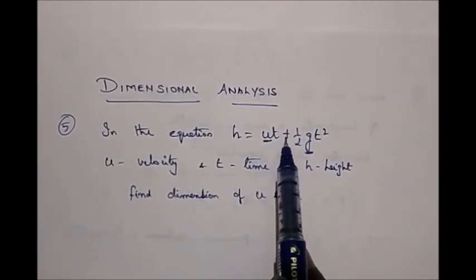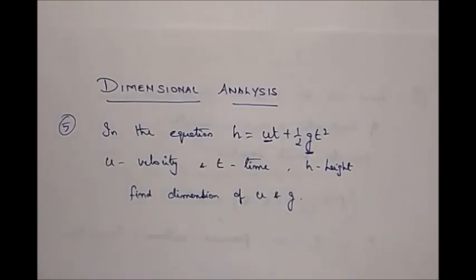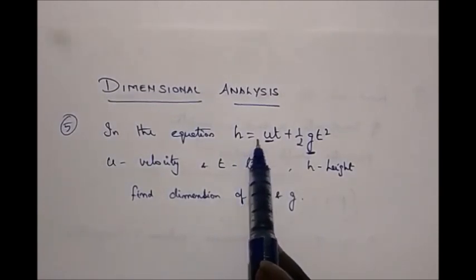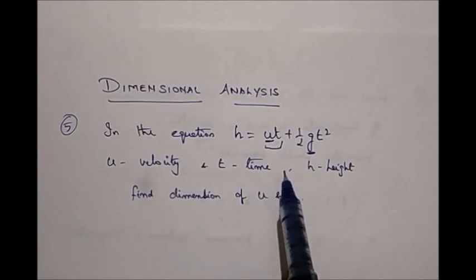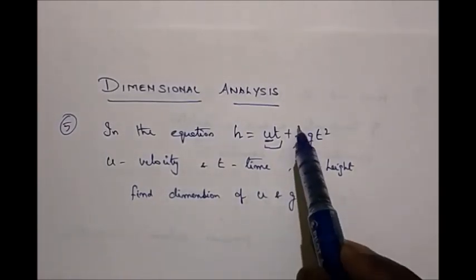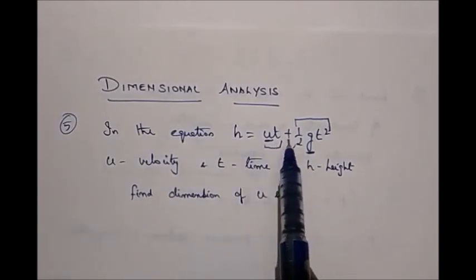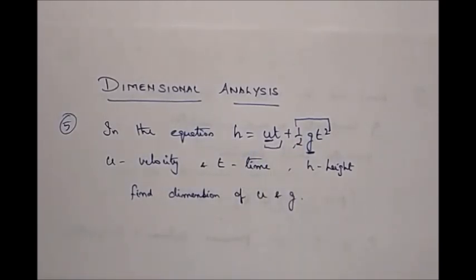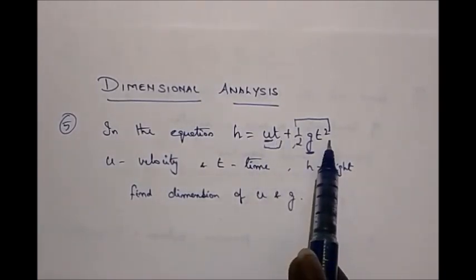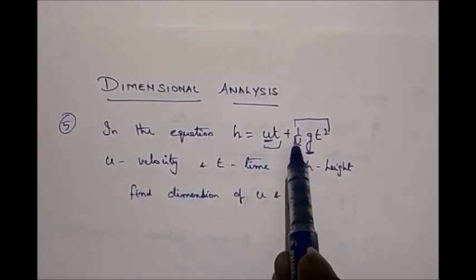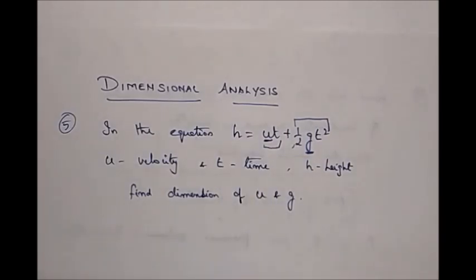So ut plus another group is half g t square. You should remember one thing: height should be equal to height plus height. That is the simple logic it works. If you add height and another height, you will get the answer as height. Or maybe the distance plus distance is equal to another distance.